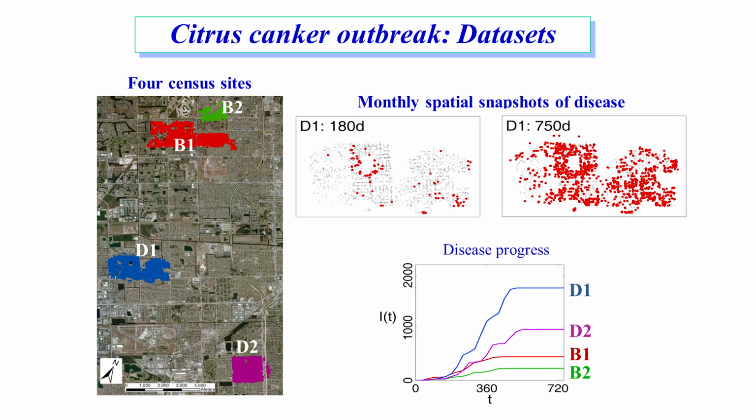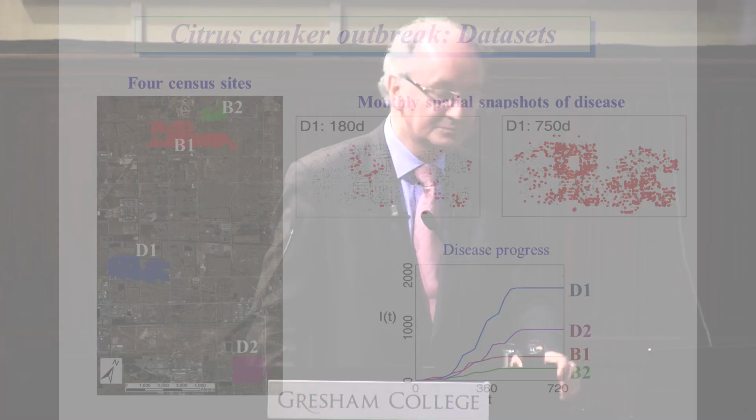And my colleagues in USDA actually went into these regions that's shown here: Broward County, north of Miami, Dade County. And in successive months, they looked at every tree and scored the tree for healthy or infected. And that's what's showing you here is 180 days, you had that number infected in D1 here, 750 days. And that's what the disease progress looked like in these different regions. Different rates of progress, intriguingly. So we have monthly snapshots.